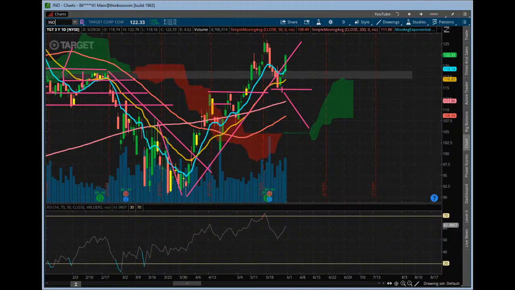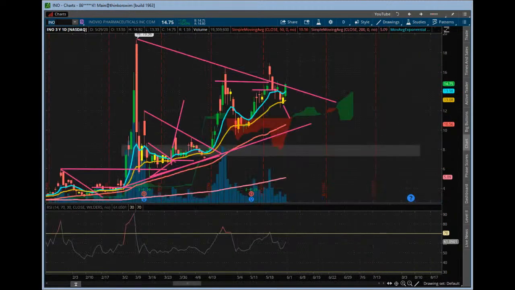And then INO. Yeah, there we go. Nice inside day up, good volume. Got over this old geometric level right here. So let's see if that can follow through to the upside too.